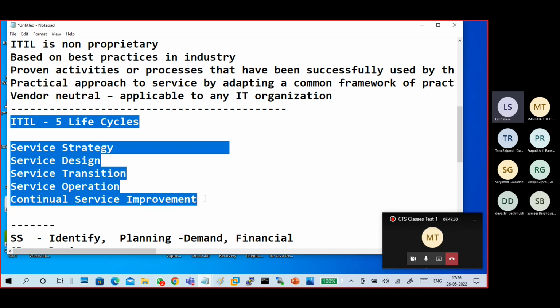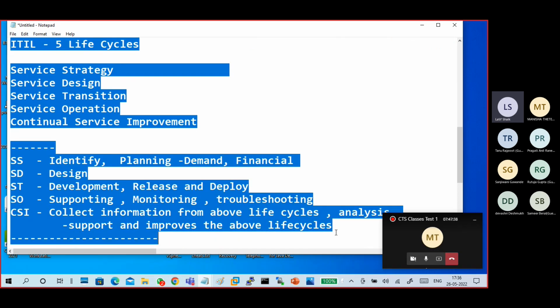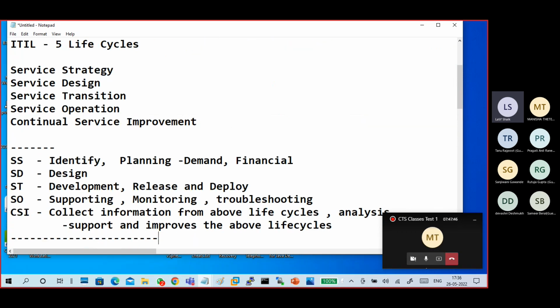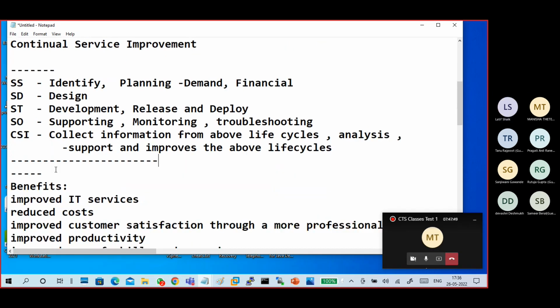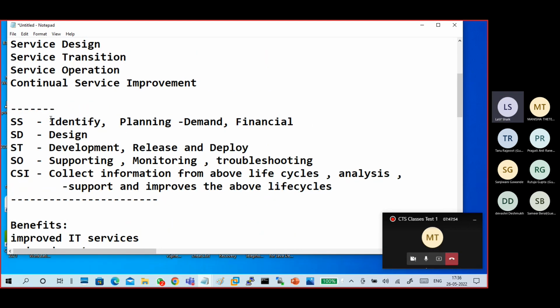ITIL has the 5 life cycles: service strategy, service design, service transition, service operation, and continual service improvement. To understand the ITIL life cycles, I will put it here to make it easier for you. Service strategy is about identifying what project you are handling, or what new business you are starting, what business you are implementing. That is the identifying, planning part.